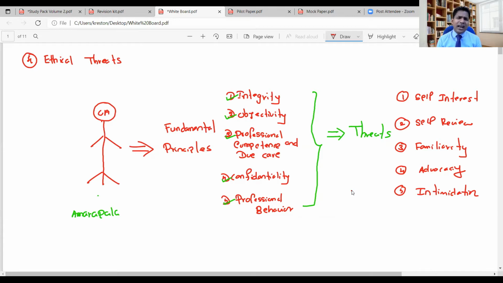It is highly unlikely that it will be tested in your examination by asking you to write the definition of these, but there will be 1 or 2. Mostly you have to be aware of each and every threat and how practically it will come, right? So I'm going to elaborate now one by one: self-interest, self-review, familiarity, advocacy, and intimidation. So look, we'll go down.